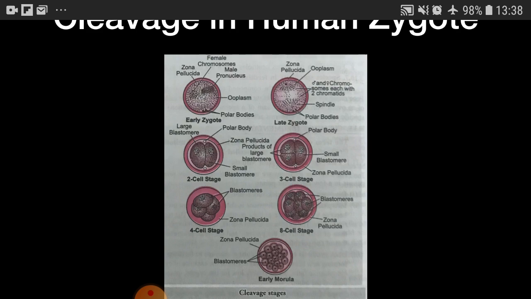Cleavage is radial and indeterminate in the human zygote. In radial cleavage, at the 8-cell stage, the upper 4 cells are directly above the lower 4 cells. In indeterminate cleavage, each blastomere formed by the early cleavage divisions retains the capacity to develop into a complete embryo. It is the indeterminate cleavage of the human zygote that makes identical twins possible. Is that clear?